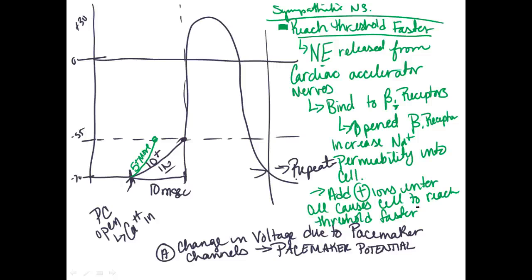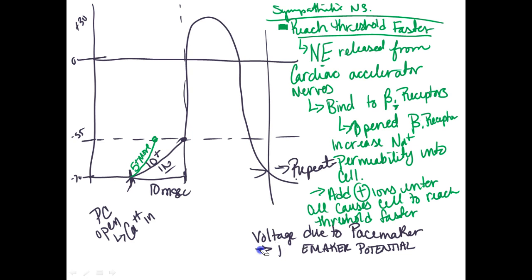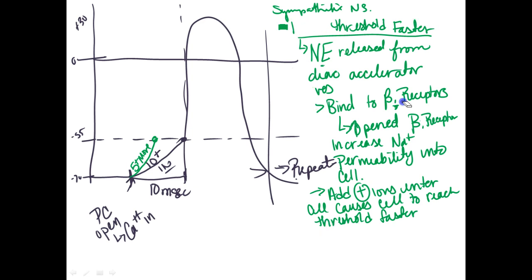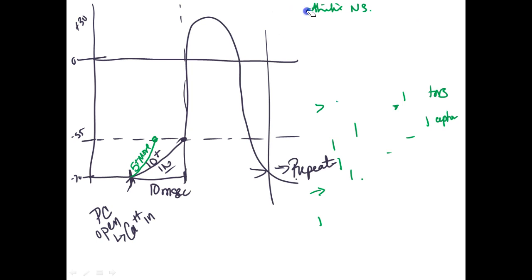Now this is great if you're running from a bear, but what happens if you're sitting on the couch doing absolutely nothing? Well, how do we then slow down our heart rate to facilitate situations when we're sleeping or resting? Well, if the sympathetic nervous system is going to speed up your heart rate, then the parasympathetic nervous system will slow it down. The question again is, how?